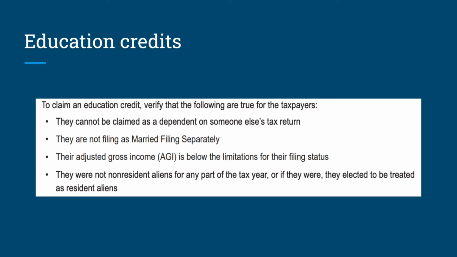And so in order to claim an education benefit, you must verify that the following are true for the taxpayers. They cannot be claimed as a dependent on someone else's tax return. They are not married filing separately. Their adjusted gross income is below the limitations for their filing status, and they were not non-resident aliens for any part of the tax year, or if they were, they elected to be treated as resident aliens. And so those are a few standards that they have to meet in order to claim an education credit. So again, it's important to just have that list, reference it, and check that whenever you are trying to claim an education credit for a taxpayer.